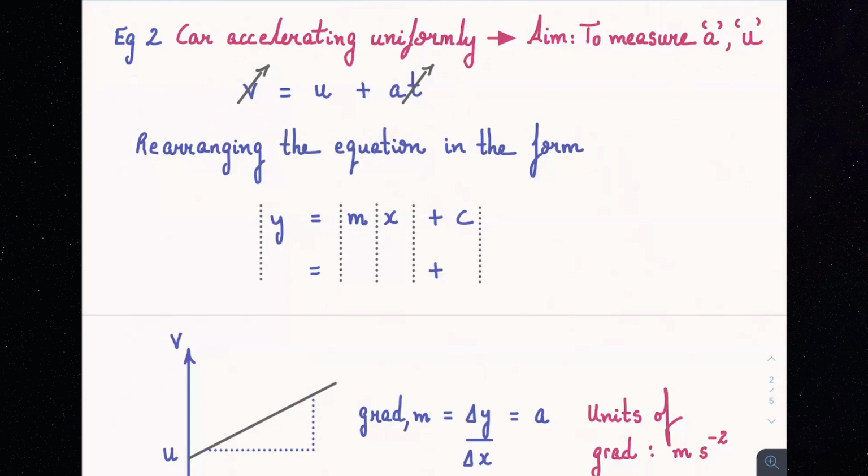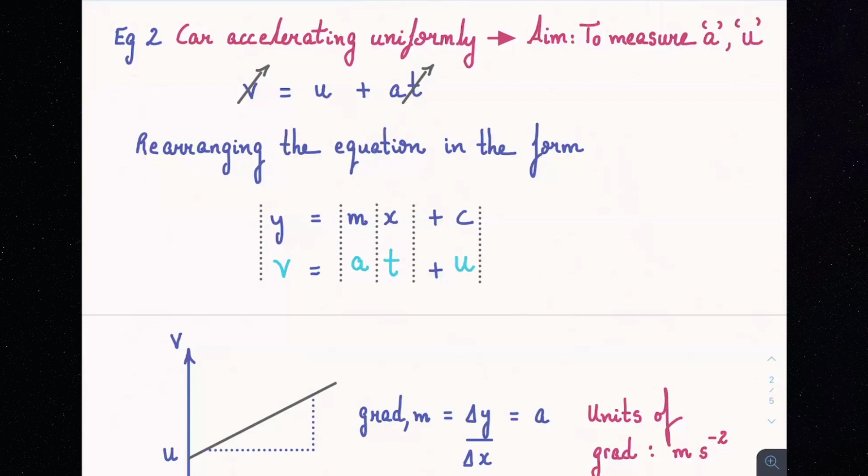Now, the crucial step is always to look carefully at the equation and arrange it in the form y equals mx plus c. If we leave the velocity v as subject, then it becomes the y variable. Time t is then the x variable, so it's written here. The acceleration must remain multiplied by t. And lastly, we have to add plus u.